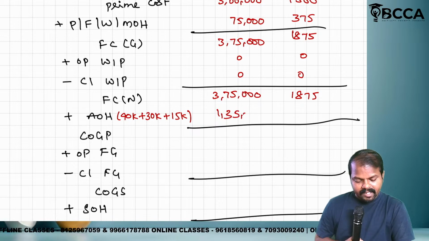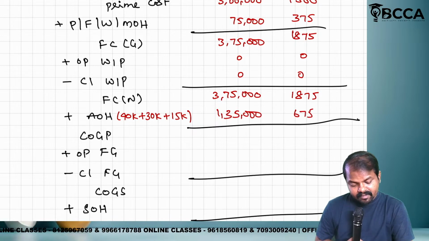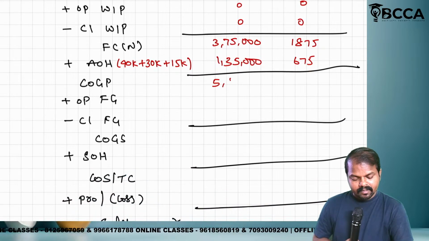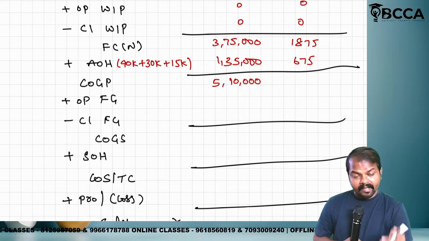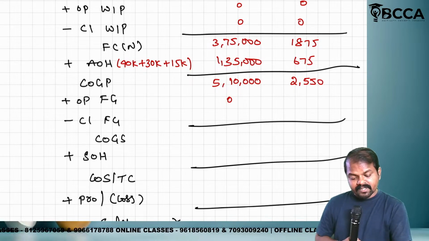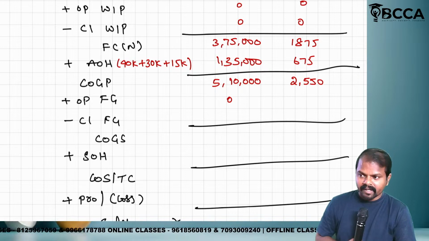1,35,000 divided by 200, 670. Please take the calculator. 5 lakh 10. 1875 plus 675, 2005. Is opening stock of finished goods there? Please check. No, not there.